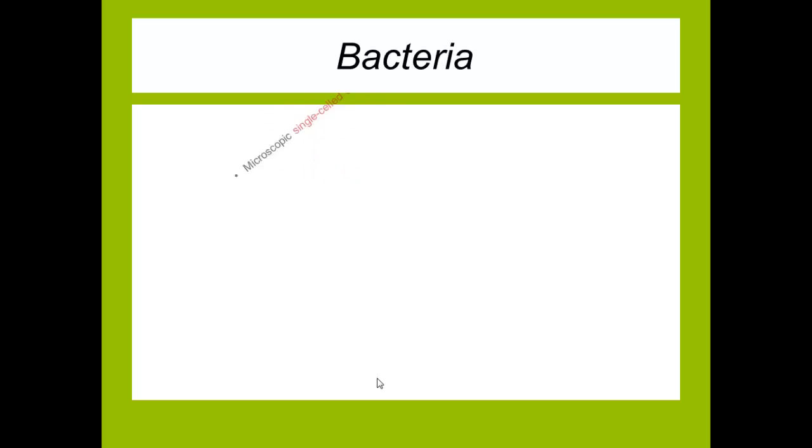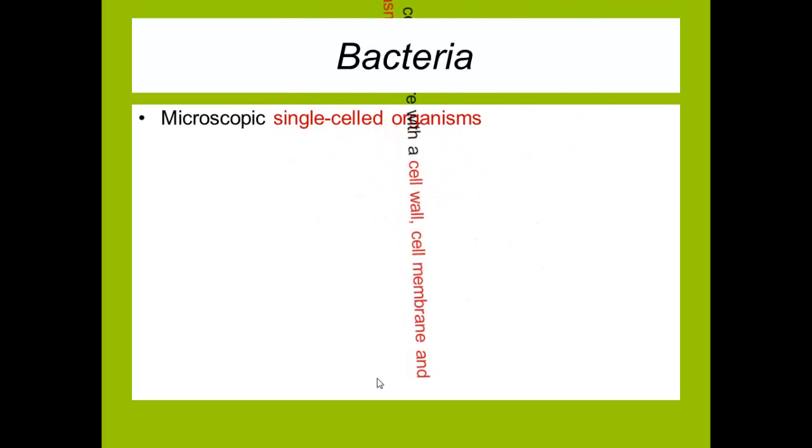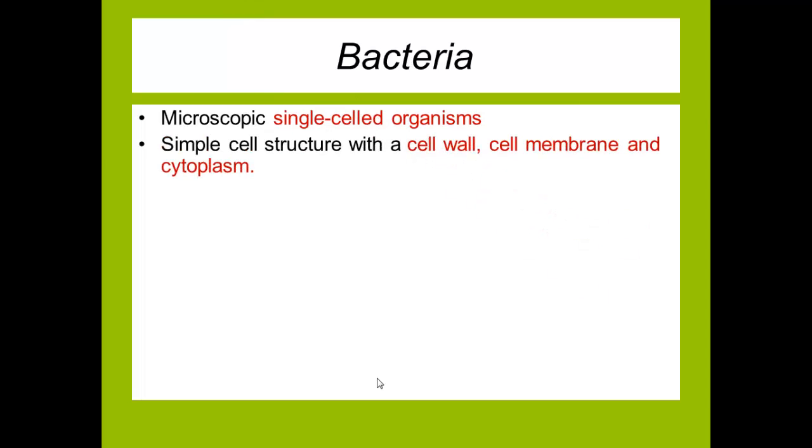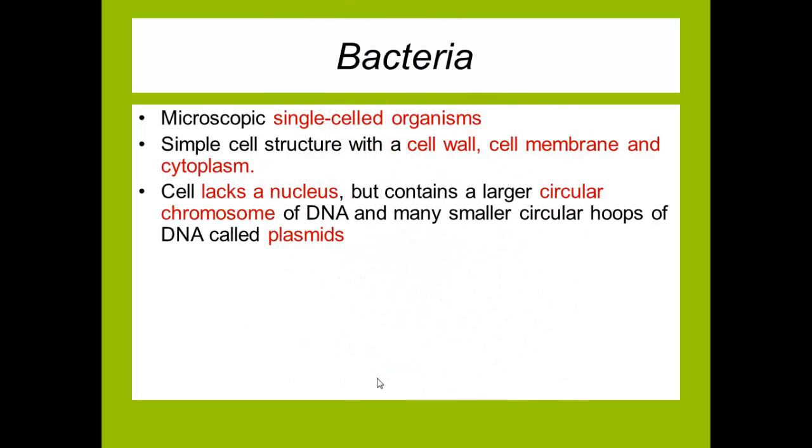Bacteria. Bacteria are very, very small. They're microscopic, single-celled organisms, and they have a fairly simple cell structure. They have a cell wall. Don't worry about what a bacteria cell wall is made out of. It's not made out of chitin. It's not made out of cellulose. Hey, why not? It's made out of peptidoglycan. There you go. It's got a cell membrane, and it's got cytoplasm. It doesn't have a nucleus.